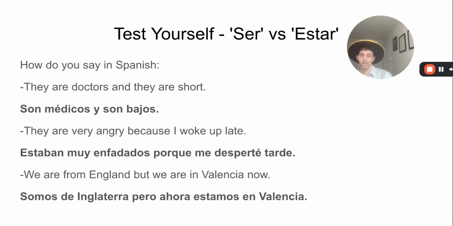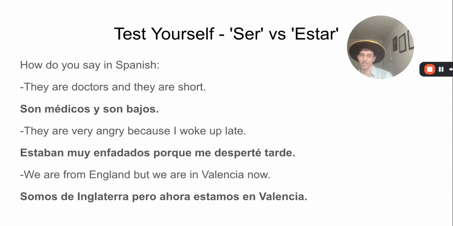The second time, we are in Valencia now. Then you would use estar, because we're talking about the location of someone. Yeah, so that becomes estamos, the nosotros, the we form of the present tense.